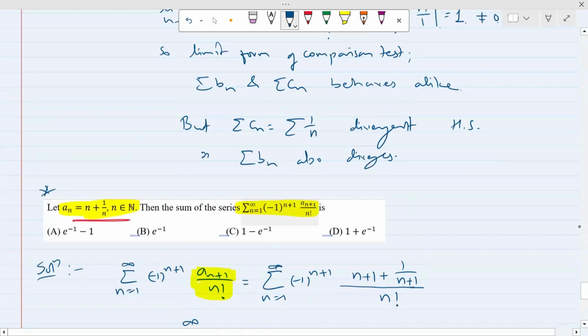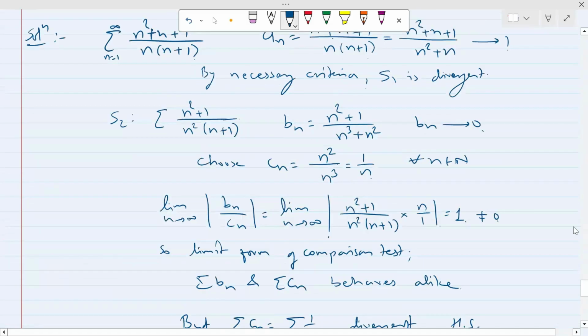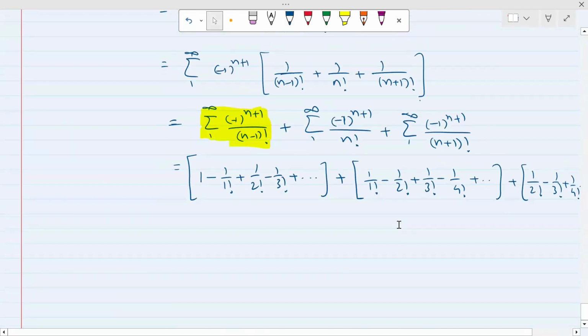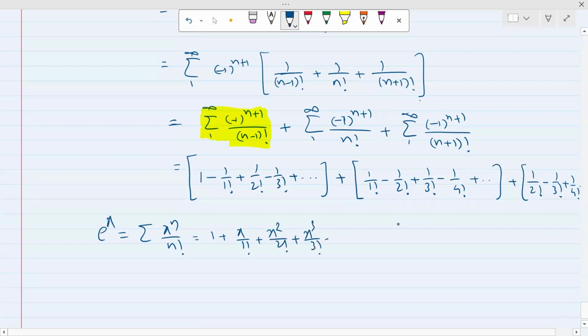So is it reminding you of the sum? Is it reminding you about any function? Yes, sir. e^x. Okay, so what do we know about e^x? e raised to x is summation x raised to n upon n factorial. That is 1 plus x upon 1 factorial plus x squared upon 2 factorial plus x cubed upon 3 factorial.